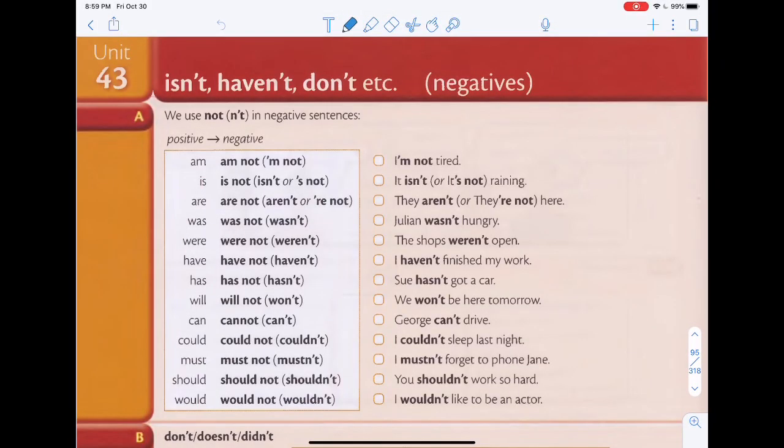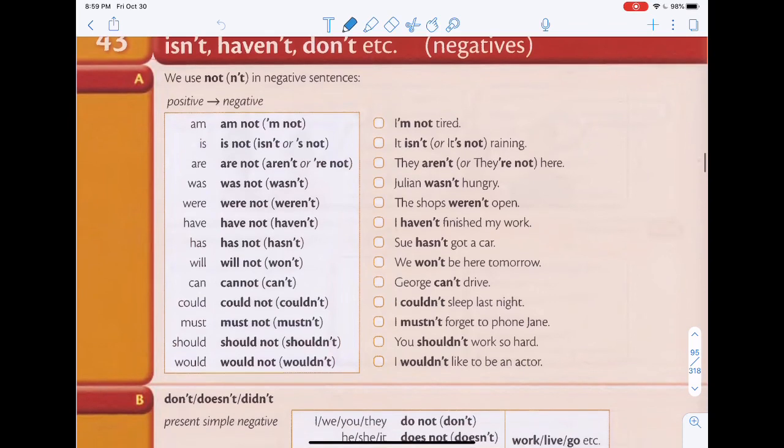Everyone, today we are going to go through Unit 43 and 44. So let's start with Unit 43. We are going to learn isn't, haven't, don't. So all these are negatives.